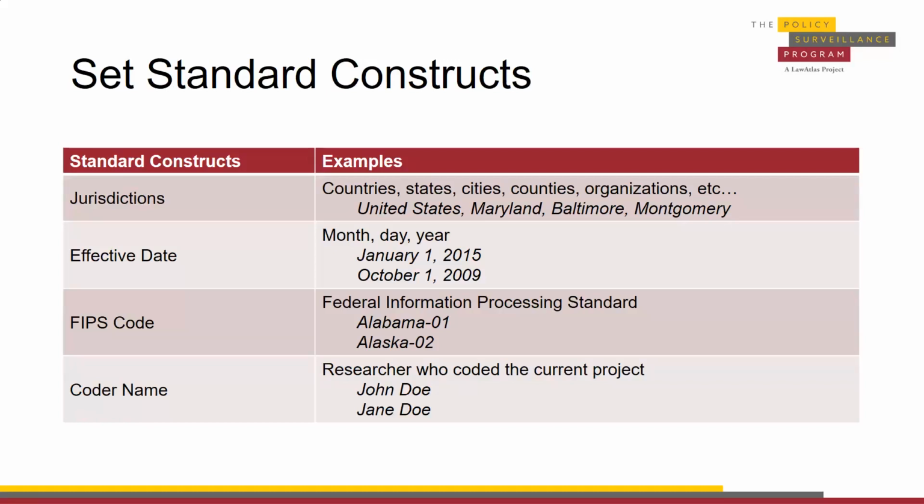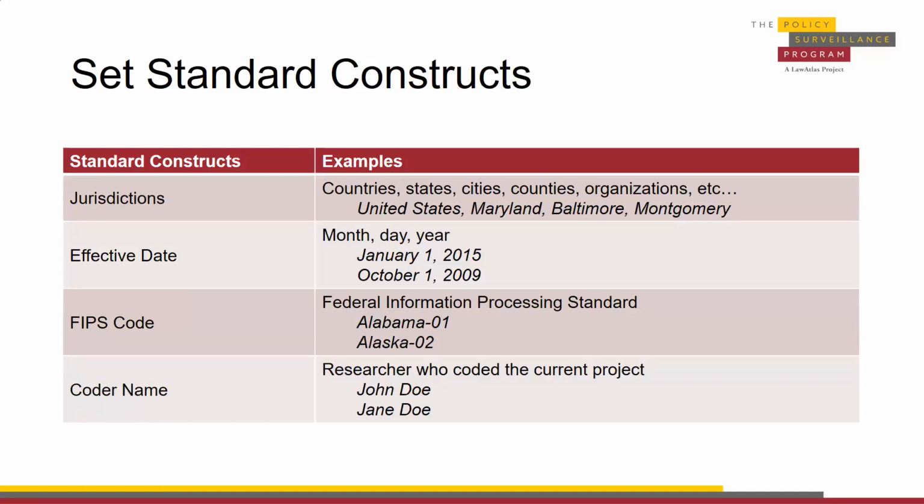And it's important to identify each record by the jurisdiction that's being studied, because policy surveillance seeks to compare the law in different places. So this is your, I guess, space or geographic aspect of your research. Then in terms of temporal constructs, you have effective date.